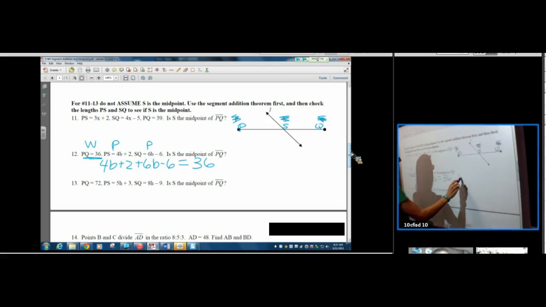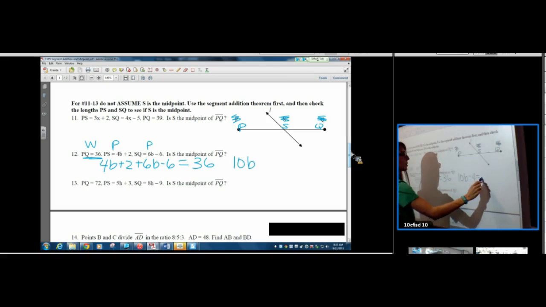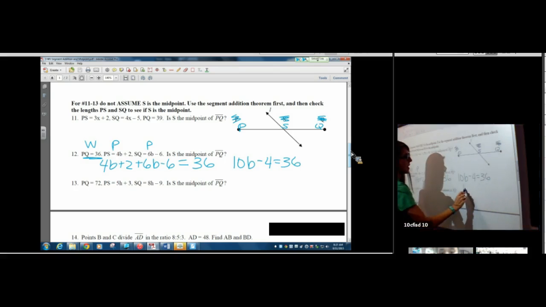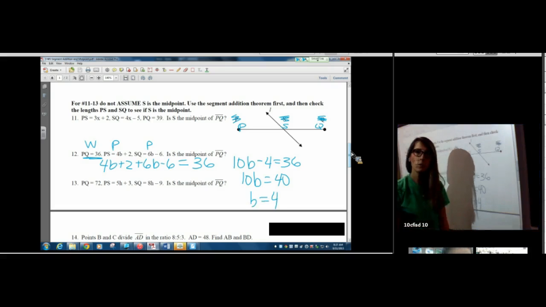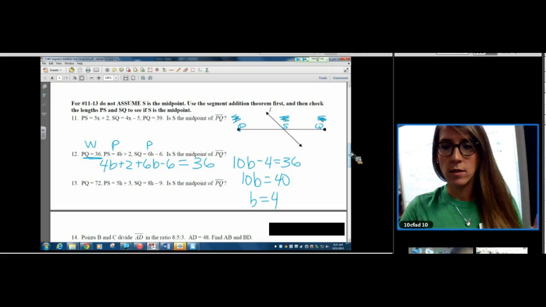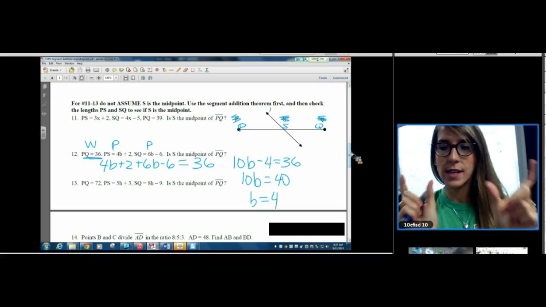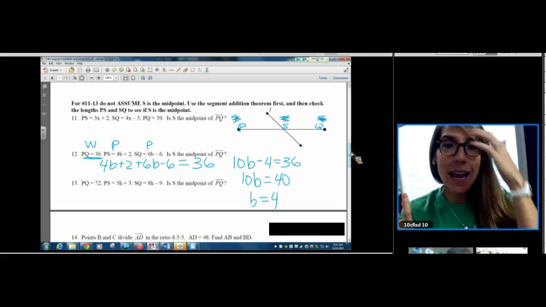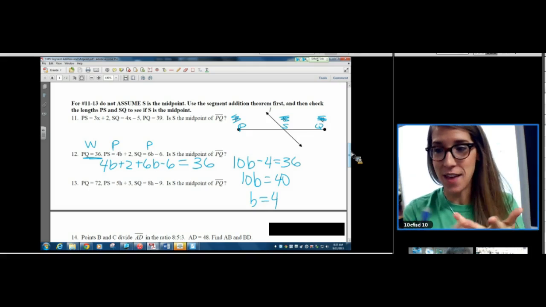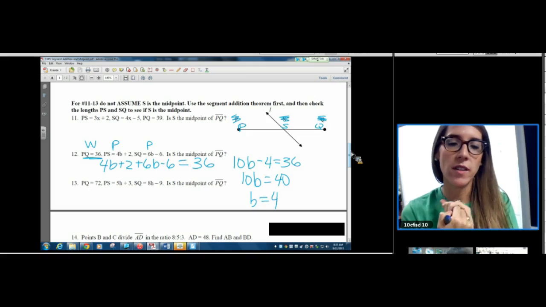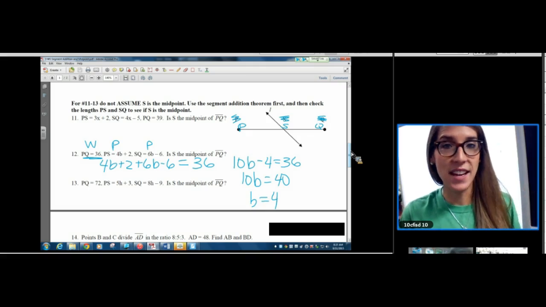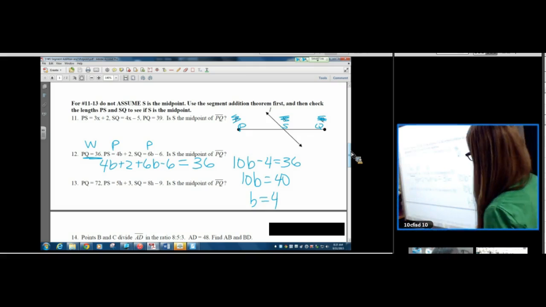So we have 10B minus 4 equals 36. 10B equals 40. B equals 4. So now we're going to plug B into the two parts, the two things that have the P over it. If we get the same thing on both sides of that point, then it really is a midpoint. This is like we're the attorney and we're presenting the evidence. We're trying to get it proved guilty of being a midpoint.